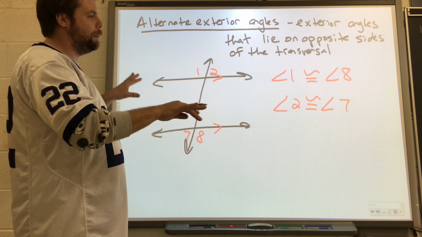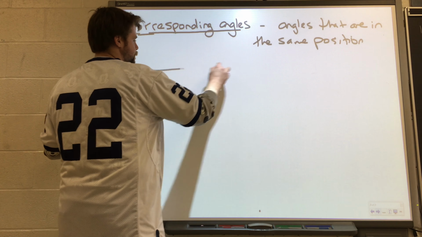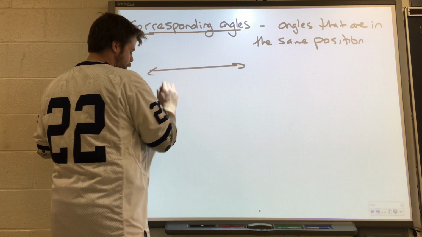Okay, finally, the last type of special angles we're going to talk about today are corresponding angles. Corresponding angles are angles that are in the same position. Okay, let me explain this. Here we have one line, here we have a second line. And I'm going to go ahead and cut this with a transversal. And again, let's just assume that these two lines are in fact parallel.